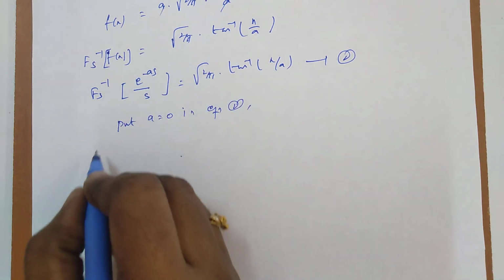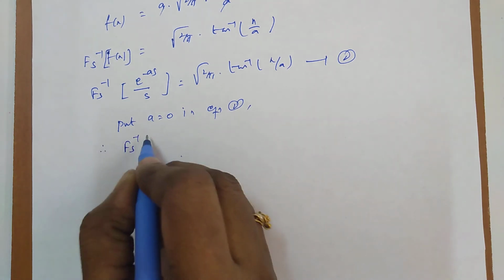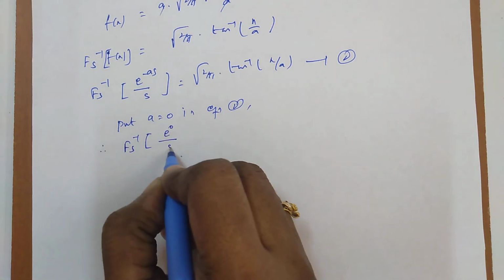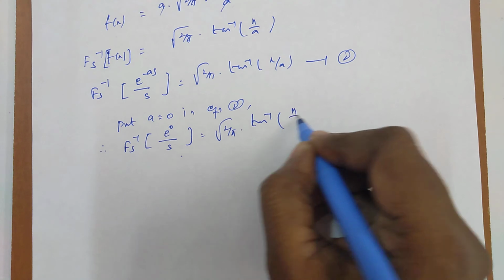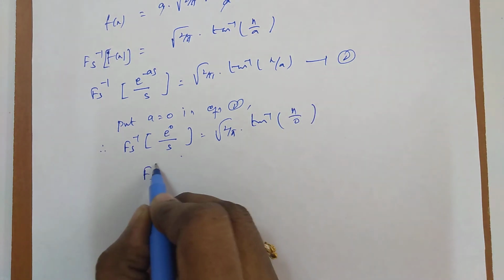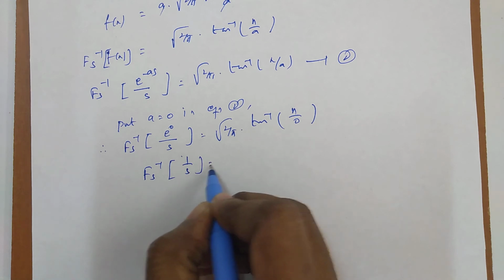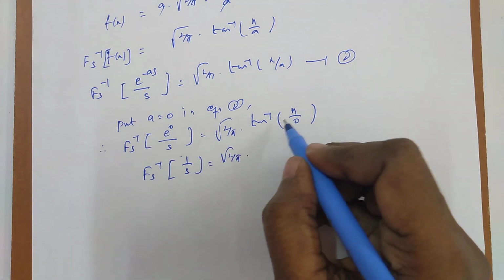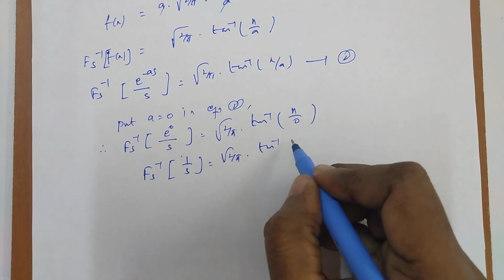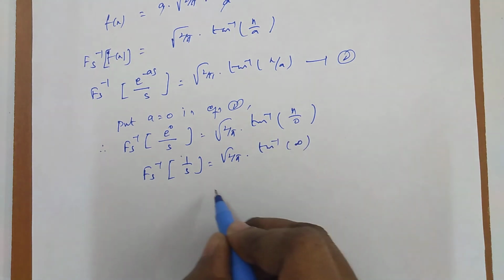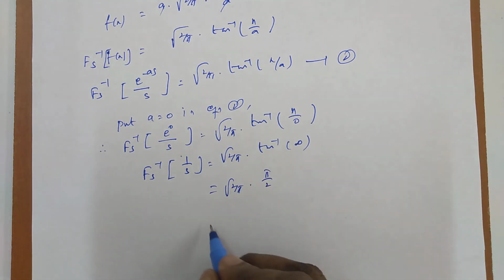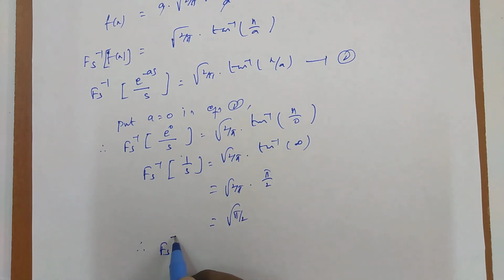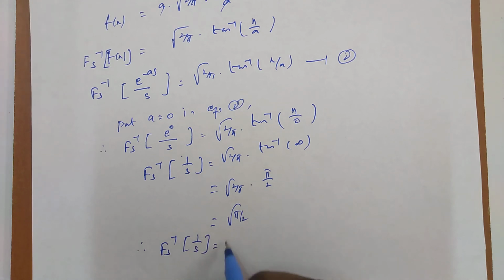So e power 0 is 1. Therefore Fs inverse of e power 0 divided by s equal to root of 2 by pi tan inverse x by 0. So this will become Fs inverse of 1 by s equal to root of 2 by pi tan inverse of x by 0, and anything by 0 is infinity. So root of 2 by pi tan inverse infinity, and the value is pi by 2. So we can cancel this and get the answer. Left hand side is Fs inverse of 1 by s equal to root of pi by 2.